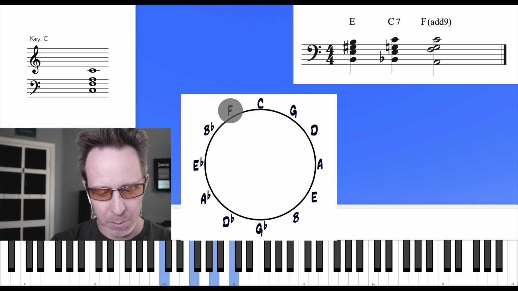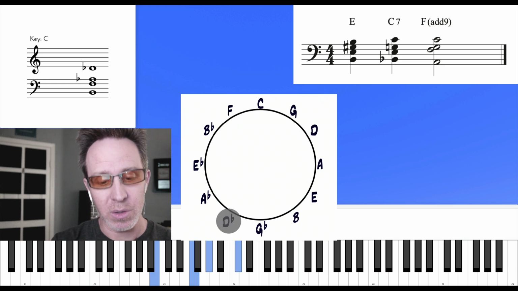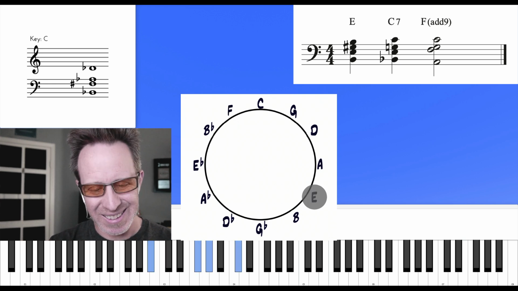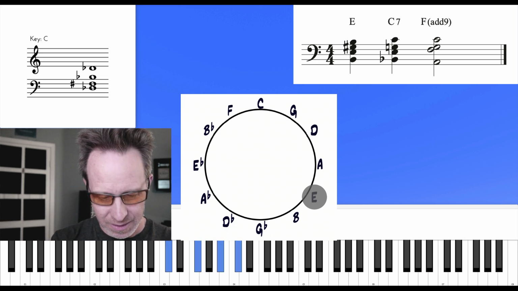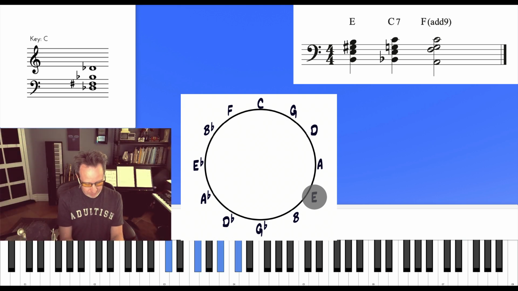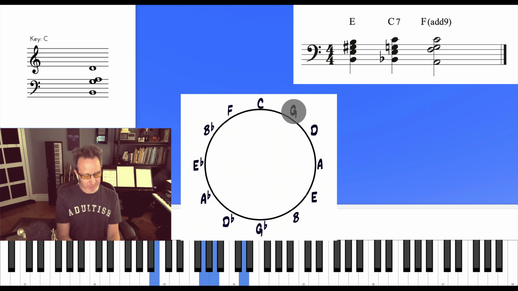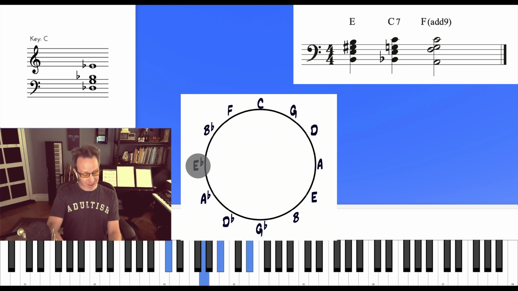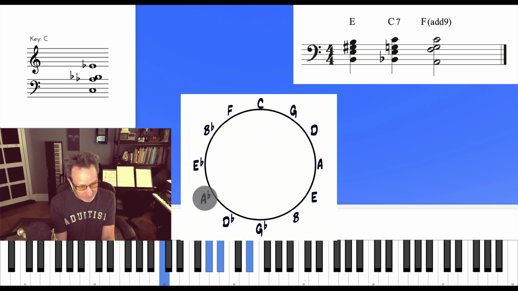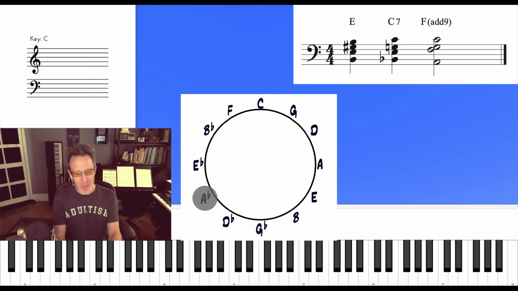So let's keep going. From F, modulate to F sharp add 9. And let's walk it up. F sharp. Now we're in G. Let's walk it up. And we'll modulate to A flat by way of E flat 7. So play around with that one too. That's actually one of my favorite exercises.